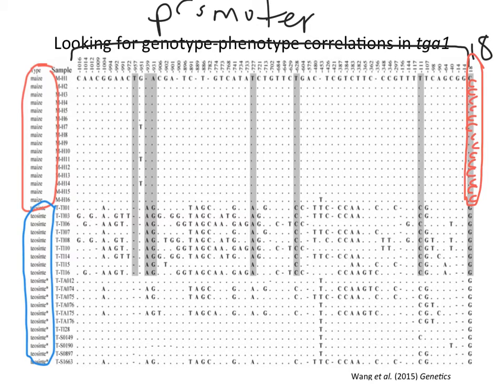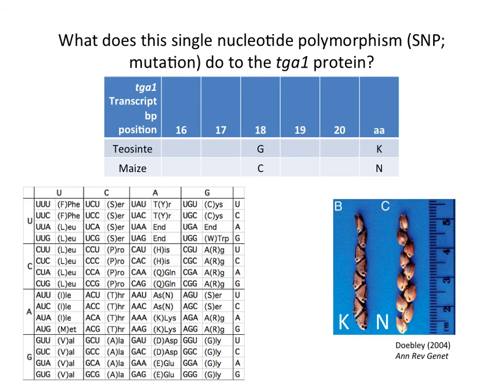This doesn't prove that this DNA sequence causes this change, but there's a perfect correlation between whether you've got a C or a G at this spot, nucleotide 18. See what it does.